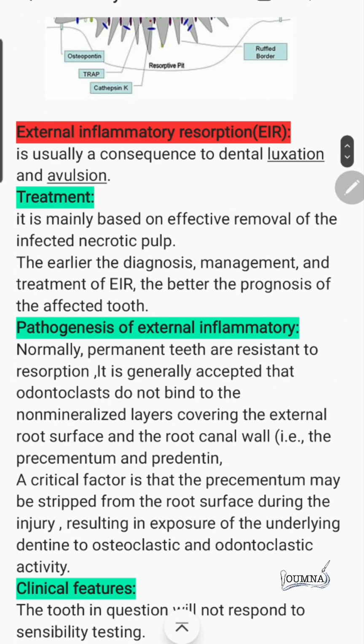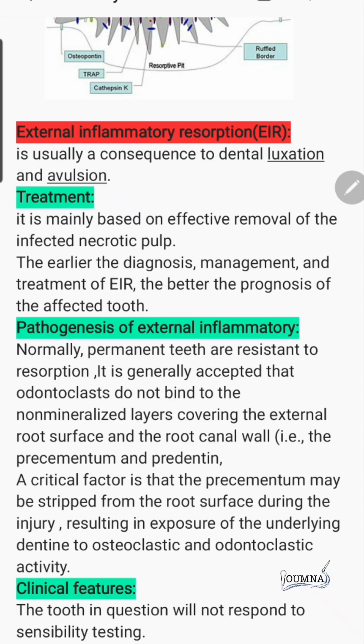The external inflammatory resorption, the EIR, is usually a consequence of dental luxation and avulsion. The treatment is mainly based on effective removal of infected necrotic pulp. The earlier the diagnosis, management, and treatment of the EIR, the better the prognosis of the affected tooth.